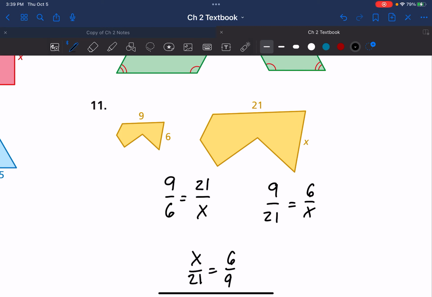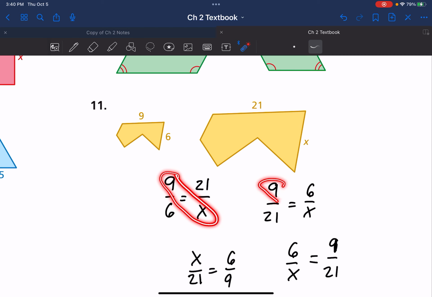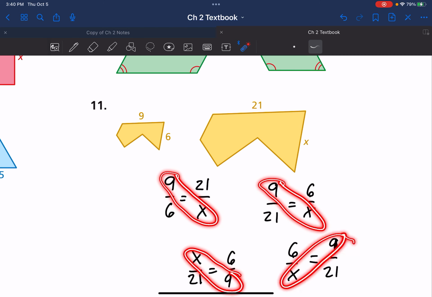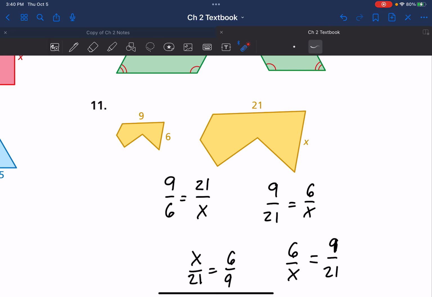You could have done, let me think of another way. We could say 6 is to x as 9 is to 21. These are all ways you could have written it, and you know you're right by checking out who's across from one another. I want you to notice that I have 9 across from x in every single one of these, which means no matter which way I made it, it worked.